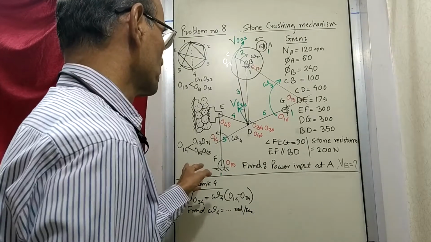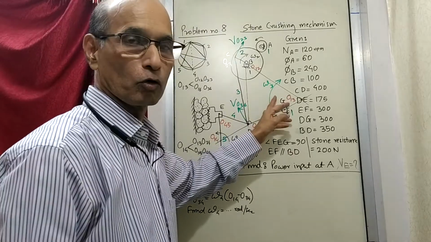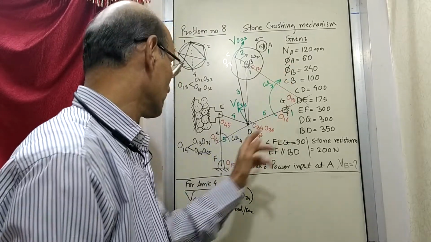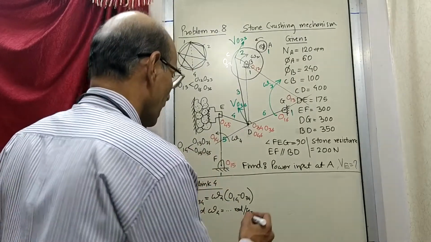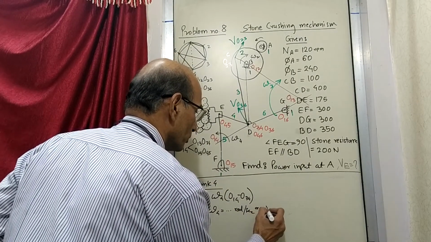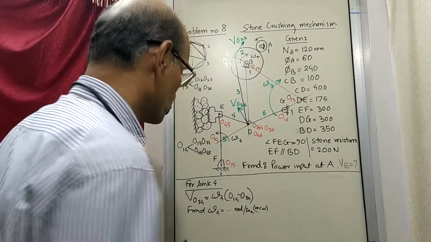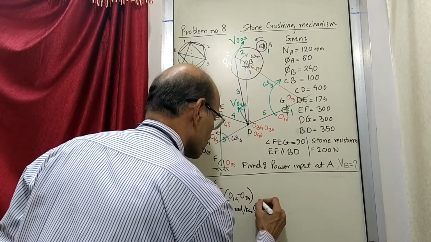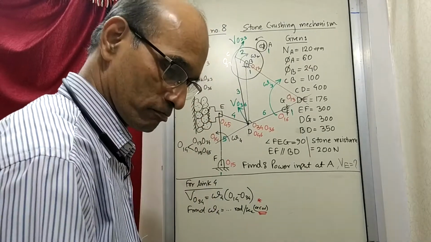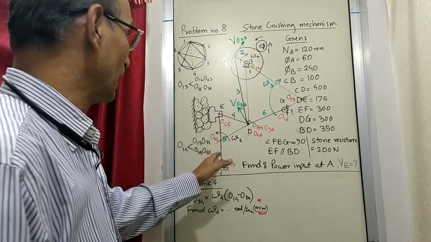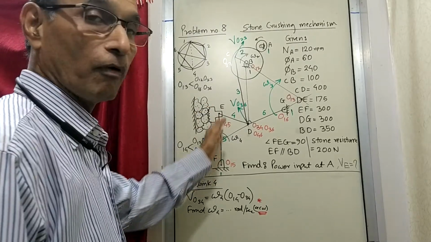Even in the earlier case, when you found omega 3, you have to write down the direction which you have found out as clockwise. Here we have found out the direction as anti-clockwise. So that you have to mention here. Anti-clockwise you must mention. Please make a note. Many students have not written this. So this direction is a must. Okay, so we have now found omega 4, that is the angular velocity of link 4.